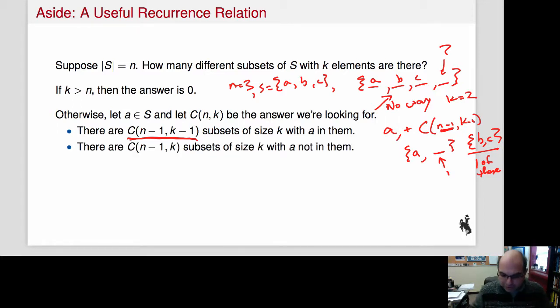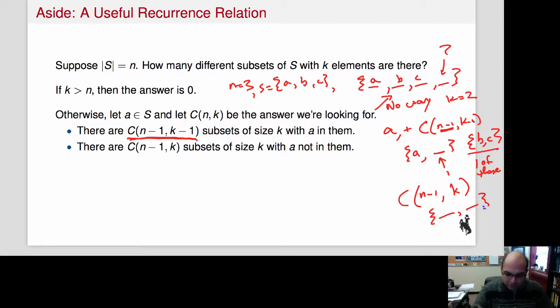And what if I don't choose A? Going back to this, let's say I don't choose A. Then I still have n minus 1 elements to choose from. I had A, B, and C, and I'm taking A away, so there are only 2 left, B and C. But now I need to select all k from those, because I didn't choose A. So I have 2 slots that I need to fill in the ABC case.